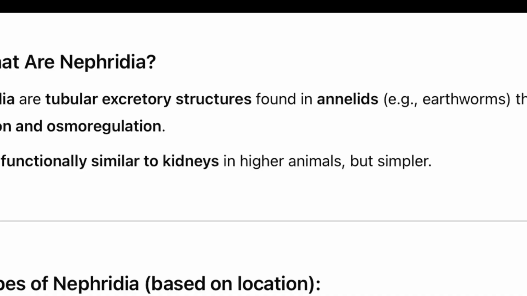And nephridia are tubular excretory structures which are found in the annelids that help in excretion and osmoregulation, which function very similar to the kidneys in our system.